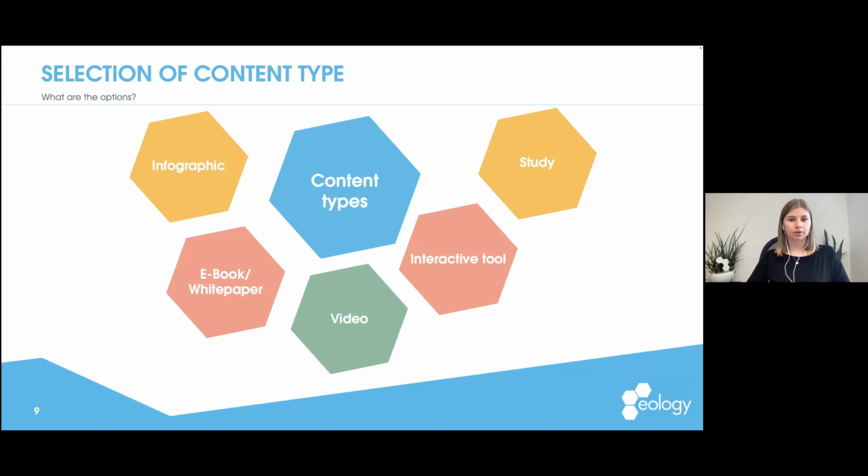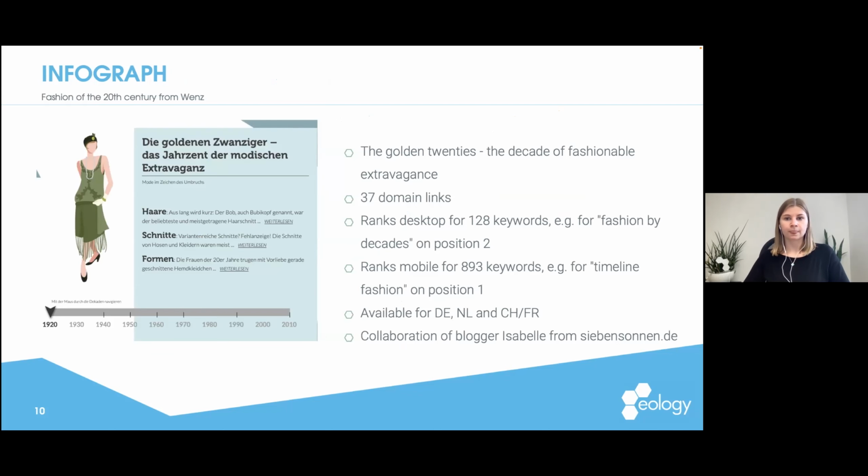I brought you an example of an infographic. This is a fashion-related infographic. We published this together with one of our clients, and it's about the fashion of the 20th century. When you click on each of the years, you get information, a picture, a drawing of the hairstyle, the fashion, the shapes of the women in those years. So you get a little information about each decade. And it's the golden 20s, which we show here in this screenshot.